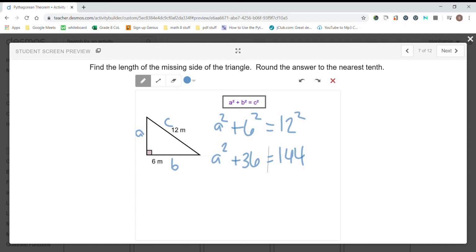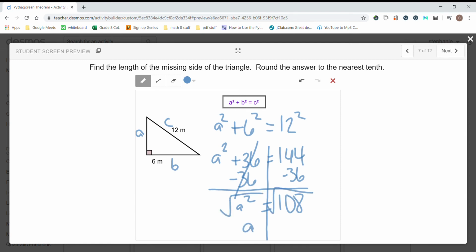So in order to get A squared by itself, I can subtract 36 from both sides. So when I do that, my 36's go away. I'm left with my A squared equals 144 minus 36 equals 108. Then take the square root, take the square root. A equals the square root of 108, which is 10.39.